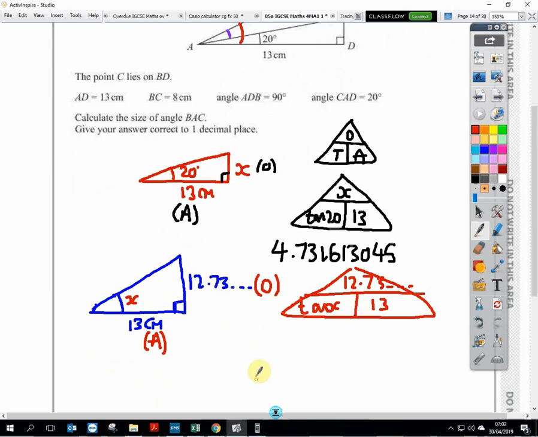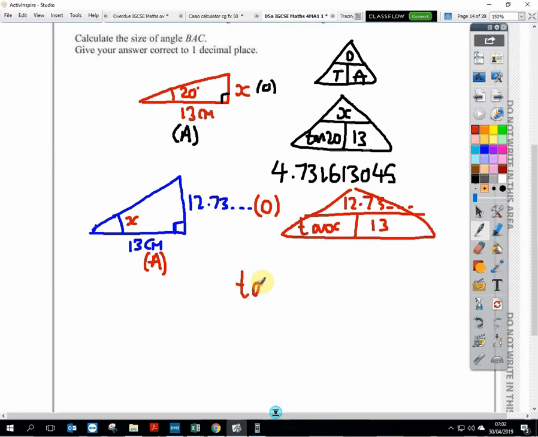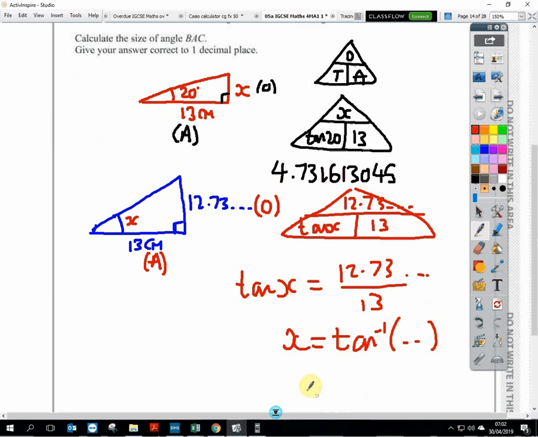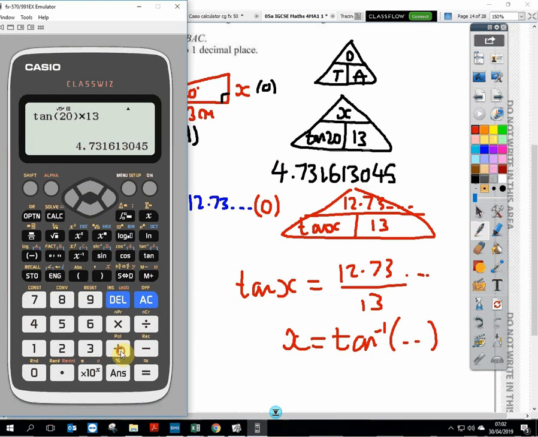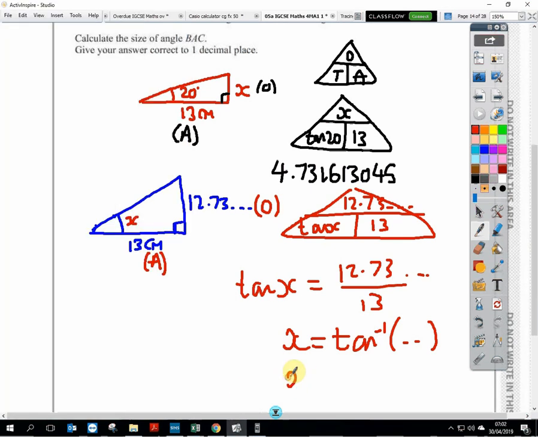Okay, and then when we cover the tan x up, tan x is equal to 12.73 etc over 13, and the inverse operation of tan is inverse tan, so if we inverse tan this fraction, we will work out the angle. So we've got 12.73, so we're going to do shift tan fraction ans over 13, and this gives us an angle there of 44.4.